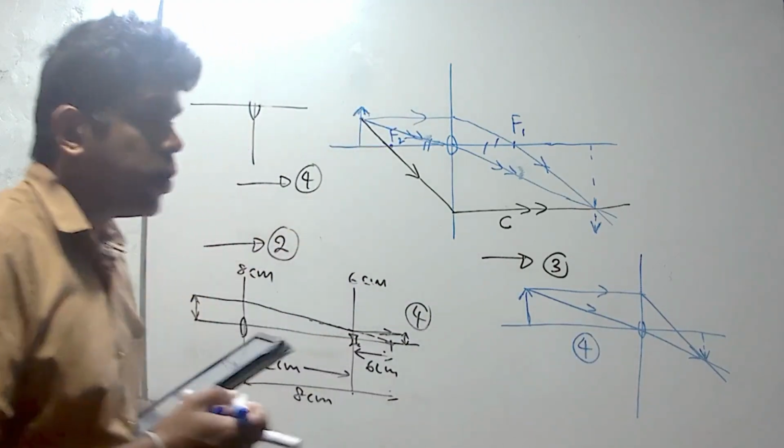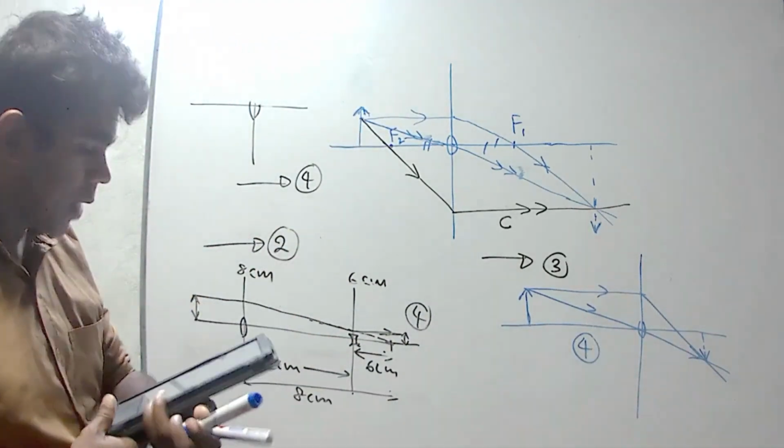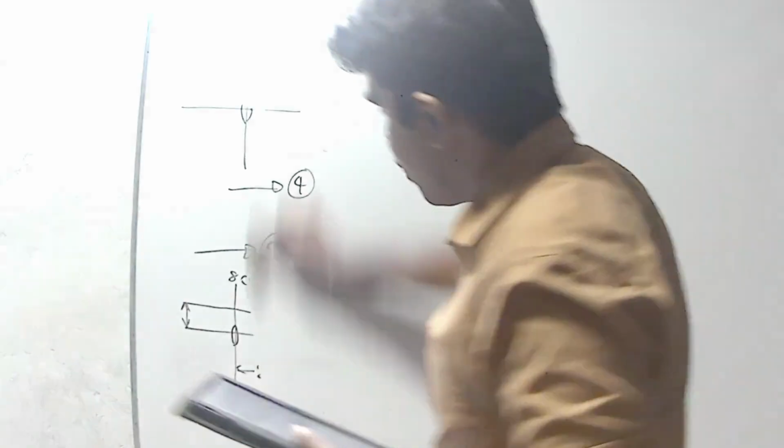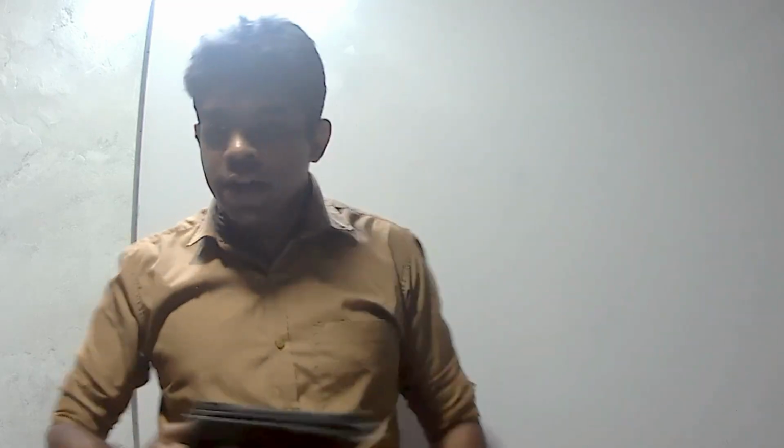But we have to use the original diagram to get the correct answer. Which of the following ray diagram is incorrect? There are 5 convex lenses. When using a convex lens, the emergent rays should be pointed to a point, should be towards the point.